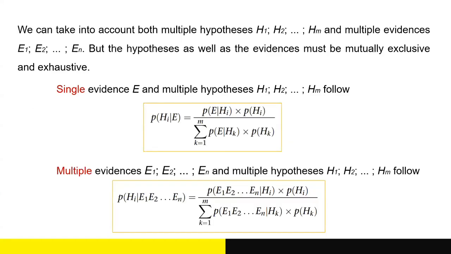So we can take into account both multiple hypotheses, hypothesis 1, hypothesis 2, up to hypothesis M, and multiple evidences, evidence 1, evidence 2, up to evidence N. But the hypotheses as well as the evidences must be mutually exclusive and exhaustive. Mutually exclusive means that the hypotheses cannot happen at the same time, and exhaustive means the hypotheses cover all the possible outcomes. So for a single evidence and multiple hypotheses, we could use this equation. And for multiple evidences and multiple hypotheses, this equation can be used.